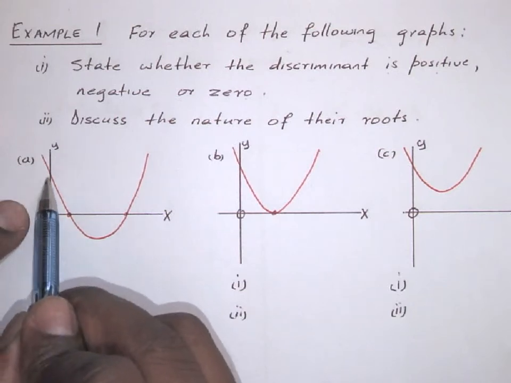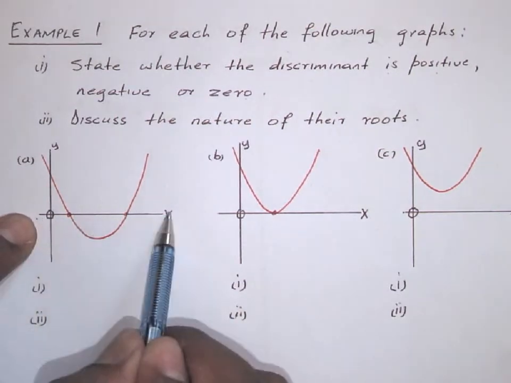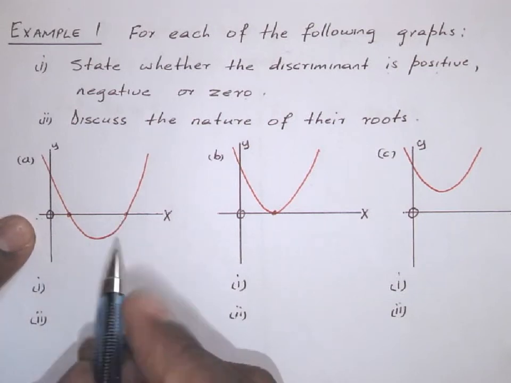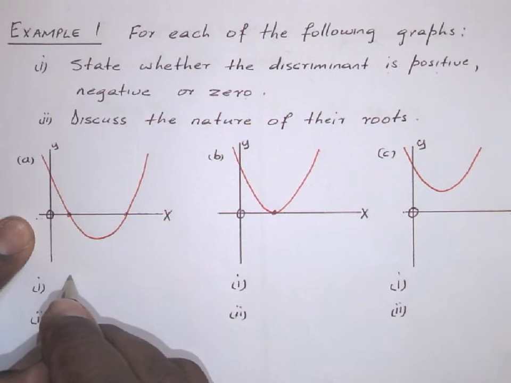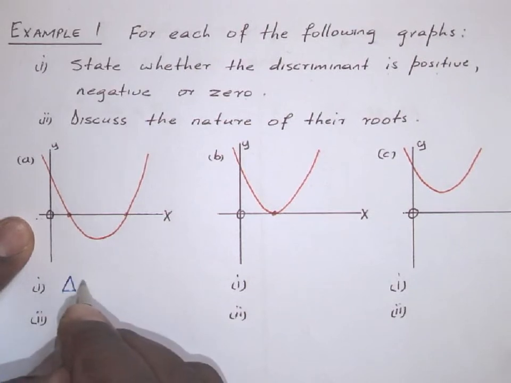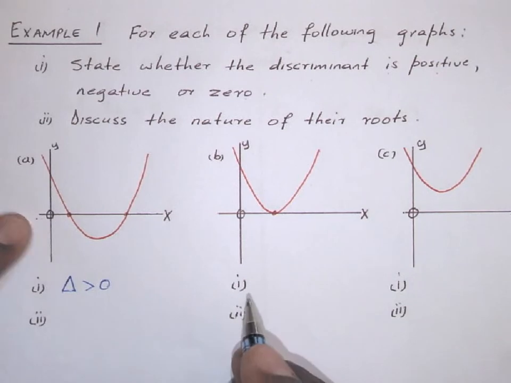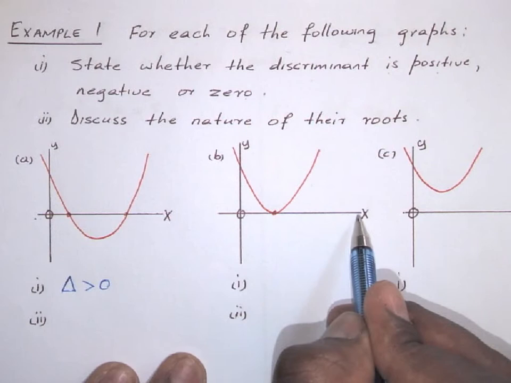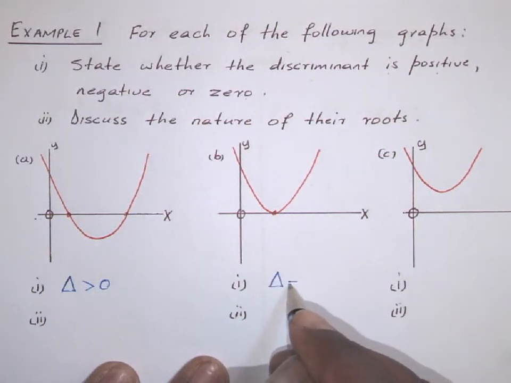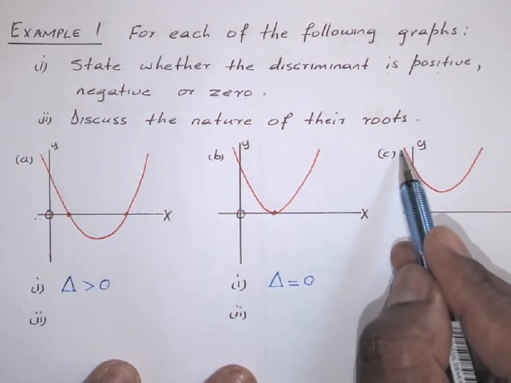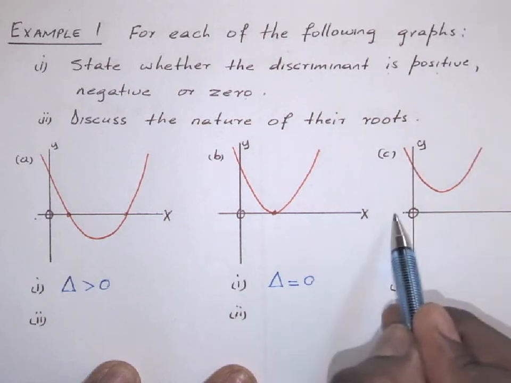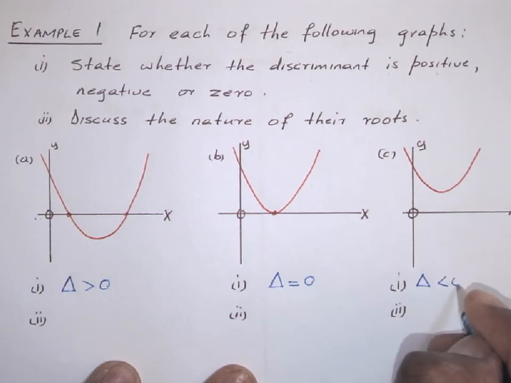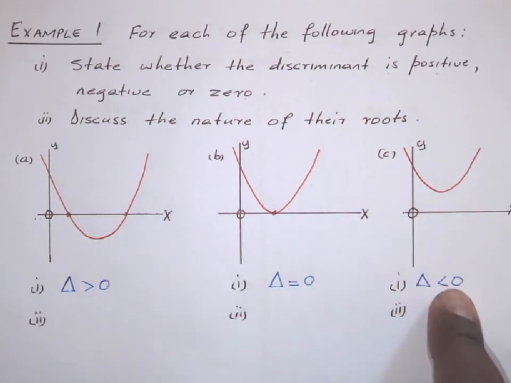Now you can see that this graph here, which is a red graph, cuts the x-axis. Then we can say here the discriminant is positive. I can write it in a mathematical way and say the discriminant is greater than 0. If you look at this one here, this graph only touches the x-axis, so we say the discriminant is equal to 0. But if you look at this one, it does not touch or cut the x-axis, so we say the discriminant is less than 0, meaning the discriminant is negative.